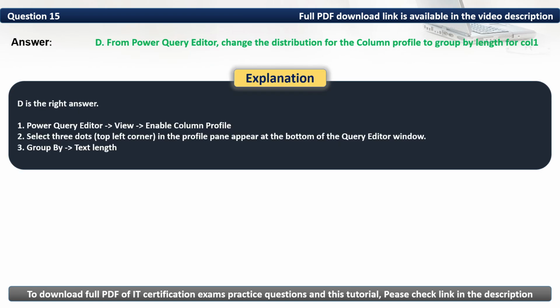First, from Power Query Editor, select View, then enable Column Profile. Select the three dots in the top left corner in the profile pane appearing at the bottom of the Query Editor window. Then select Group By and then select Text Length.